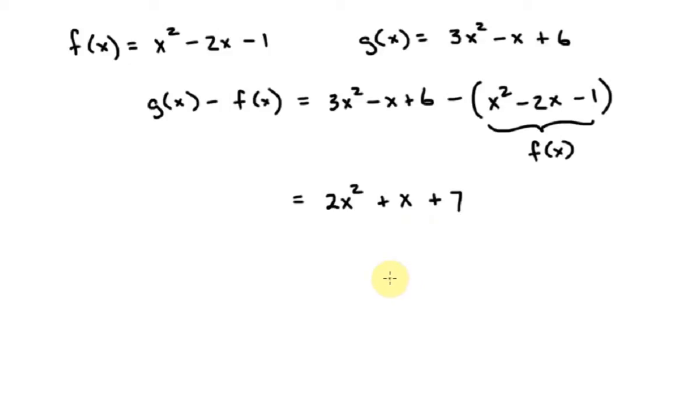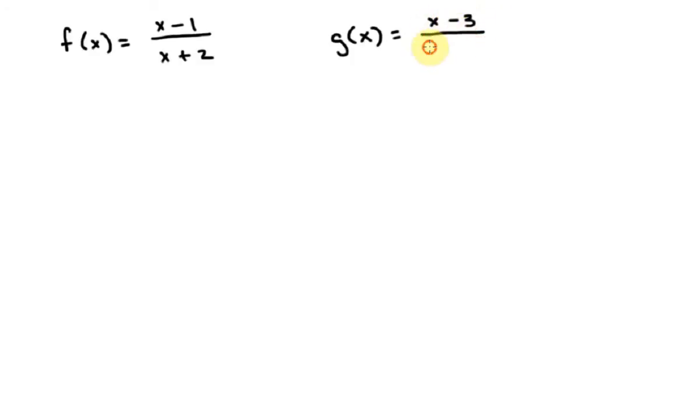Okay, I have one more example, and then I'll stop with the algebraic combinations. In my last example, I have a function f, which is a fraction, x minus 1 over x plus 2, and over here function g, which is also a fraction, x minus 3 all over x plus 5. Here's what I'm going to try to do as my combined function: take function g and divide that by function f. See what that looks like.